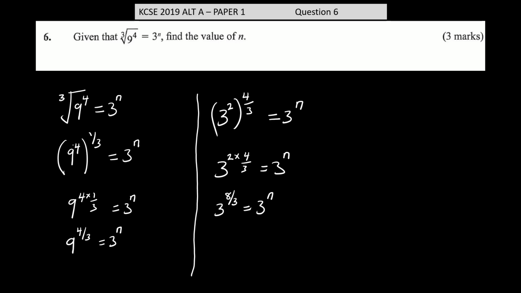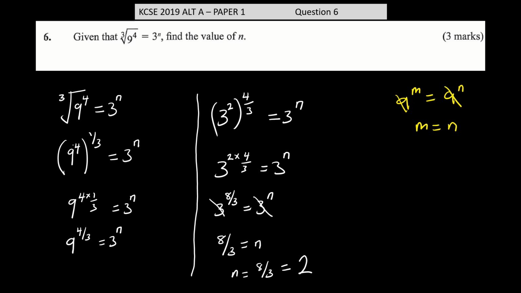In indices, you can also note that if you have a common base, that is, if a to the power of m equals a to the power of n, the base can cancel the base and we can have m equal to n. So the same thing will be applied in this question. We can now cancel our 3, which gives 8 over 3 equal to n. This can be written as n equal to 8 over 3. And to convert this improper fraction to a mixed fraction, we have 8 over 3 equal to 2 whole number 2 over 3. And that is the answer for question 6.